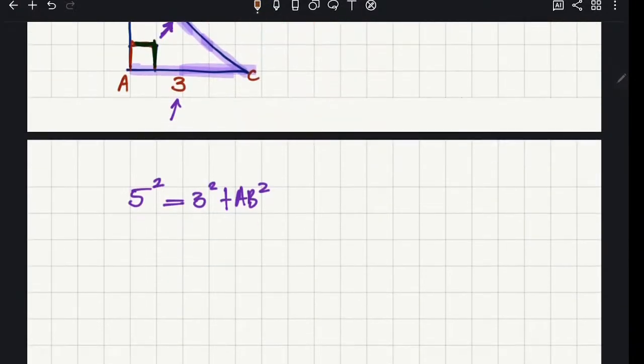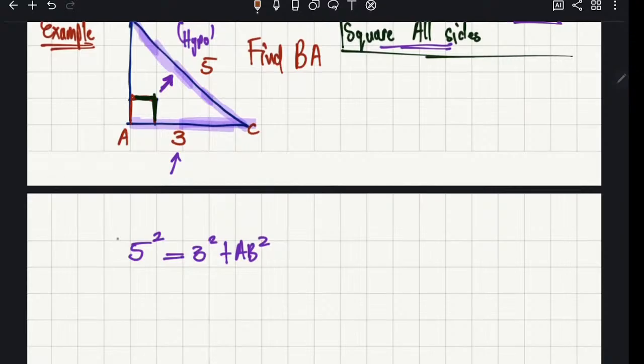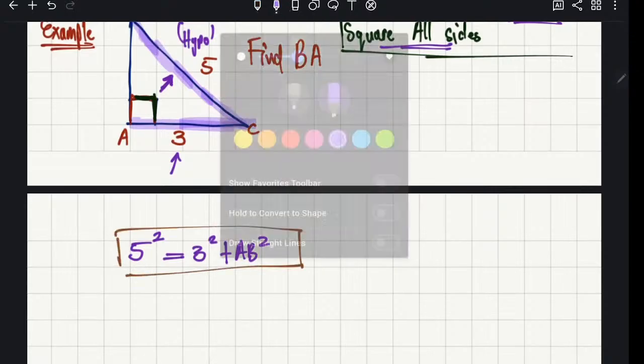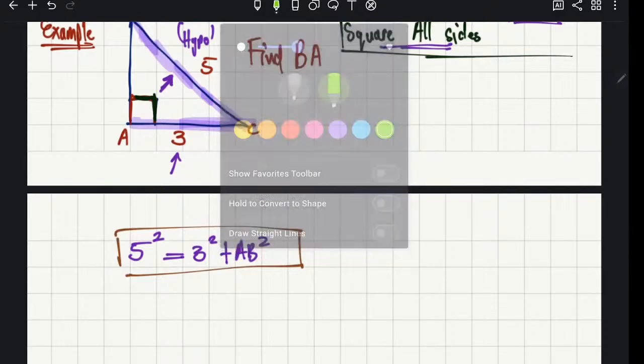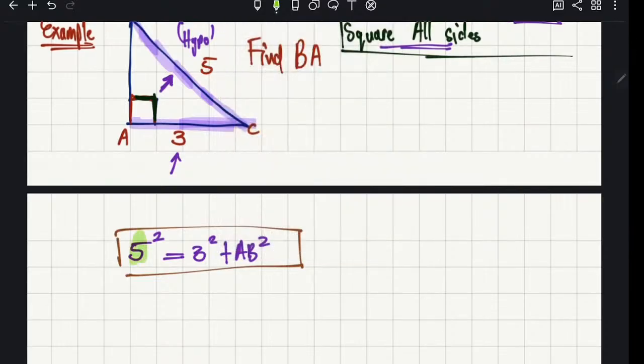Good. Now, this is the Pythagoras theorem. Why is it the Pythagoras theorem? Number one, hypotenuse is alone, which is 5. So that's good. Number two, everything is squared. That's good. Number three, the other two sides are adding each other. That's great. So now we can find AB.